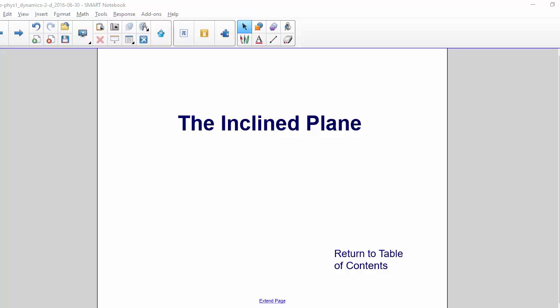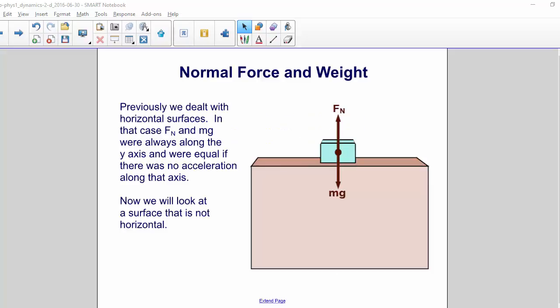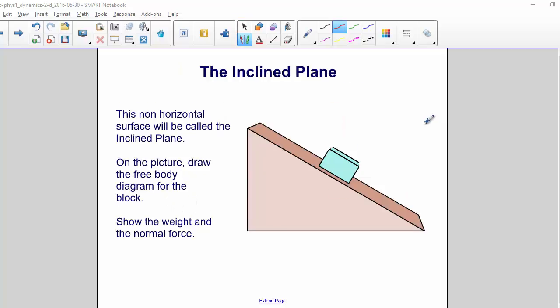The inclined plane. Previously, we dealt with horizontal surfaces. In that case, normal force and mg were always along the y-axis and were equal, and there was no acceleration along that axis. So now we're going to look at a surface that is not horizontal. This non-horizontal surface will be called the inclined plane.